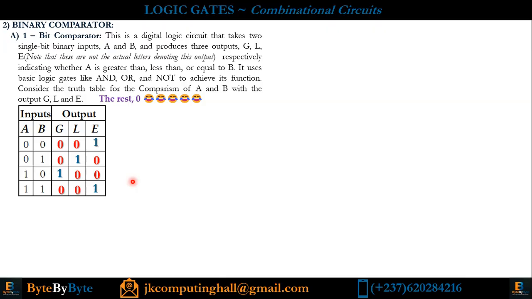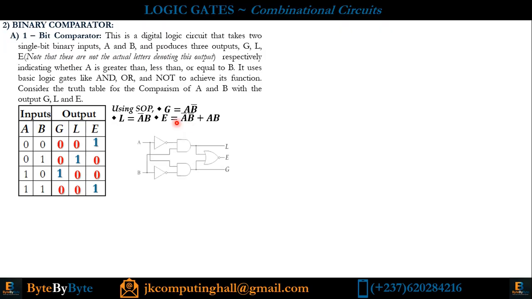Good. Now let us proceed. If we use SOP expression for G at this particular level, what are we going to have? A B bar. For L, what do we get? A bar B. And finally for E, we are going to have A bar B bar plus AB. And remember, guys, from the breakdown of XOR gates, of exclusive gates, we saw that this is the equivalence of which gate? The XNOR gate, correct?